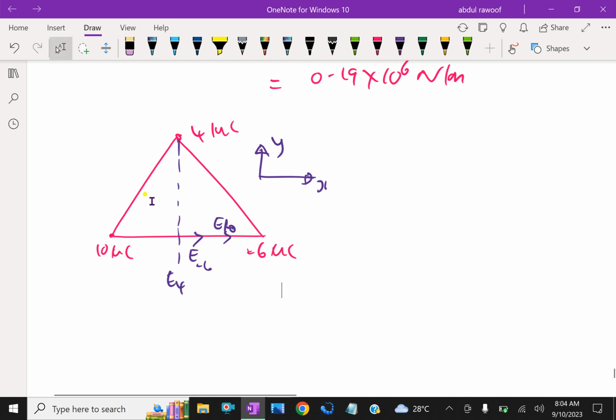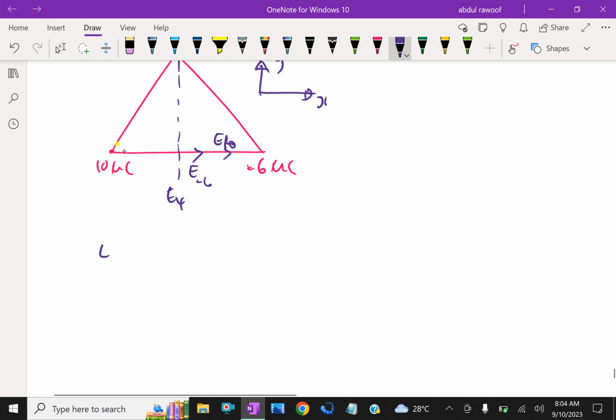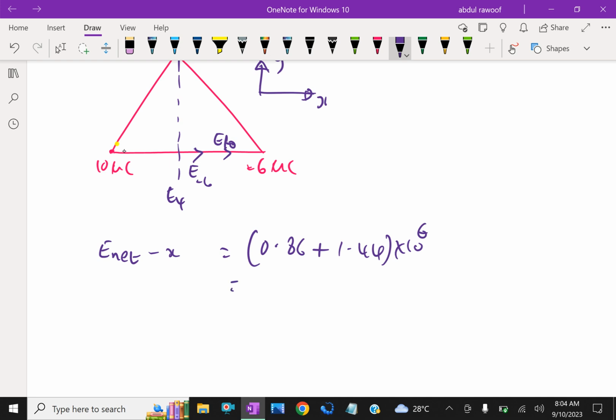Therefore, along the positive x direction, there are two fields that add together and make the x component of the net electric field at P. Therefore, you can find E net along the x axis equals 0.86 plus 1.44 into 10 power 6, which is equal to 2.30 into 10 power 6 in the i direction, newton per meter.